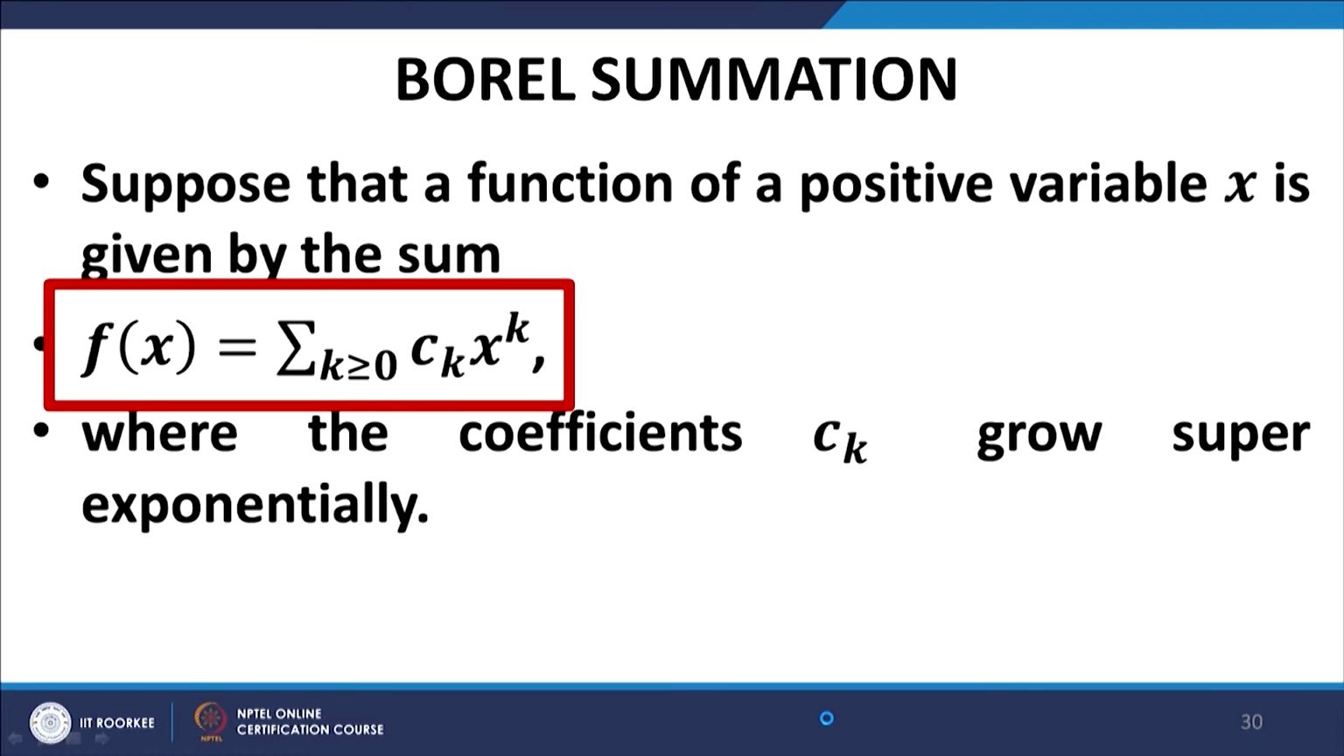Let us take another example of a technique that remedies the issue in another way, called Borel summation. Let us assume that we have the series f of x equals the summation over k greater than or equal to 0 of c_k x^k. This is an infinite series again, and we want to work out the summation. These coefficients c_k are growing super exponentially. We consider another series as an alternative, or as a tool.